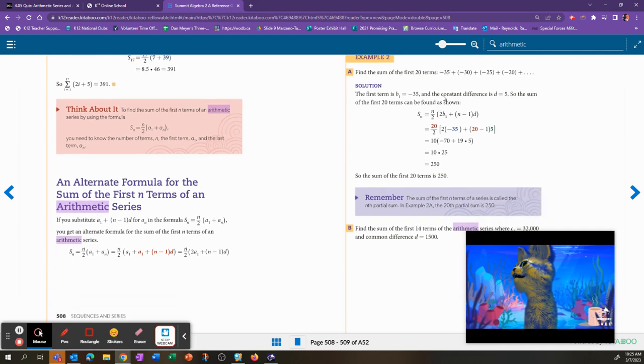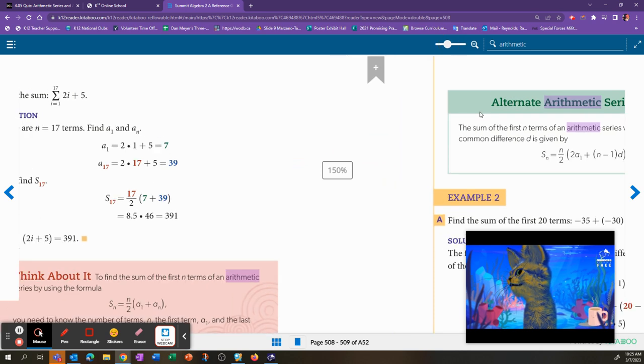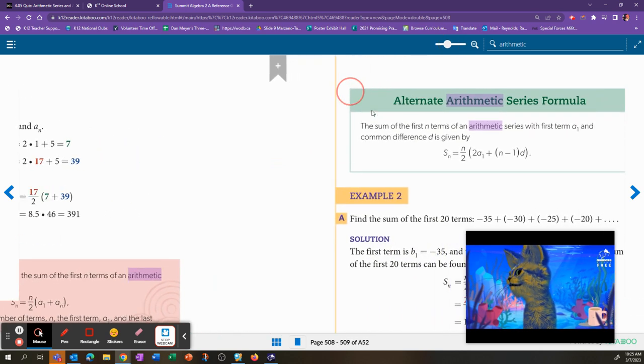But in this case, we only need to know what the first term is, and then we need to know what the difference is. So that might be a little bit easier to plug in. Okay, I'm going to write this down because I won't remember.